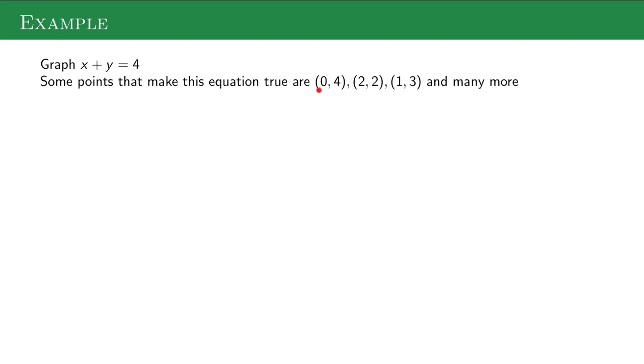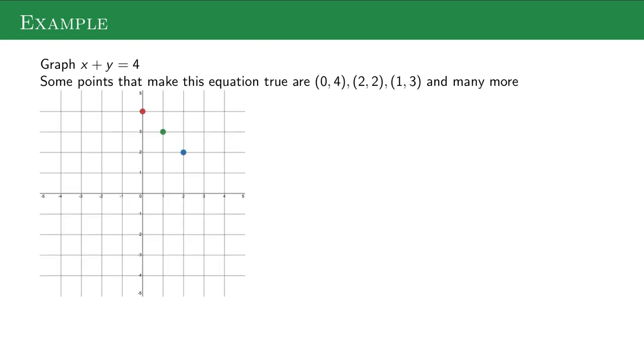Some examples would be 0 and 4, because 0 plus 4 is 4. 2 and 2, 2 plus 2 is 4. 1 plus 3 is 4. So all these points make this equal sign true, so they're going to be on my graph. I can go ahead and throw them on my graph: 0, 4, 2, 2, and 1, 3. And you can do this forever.